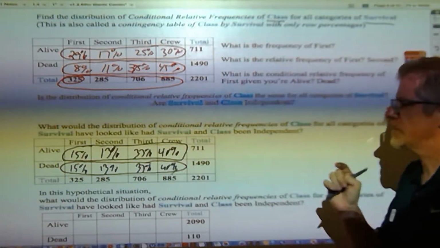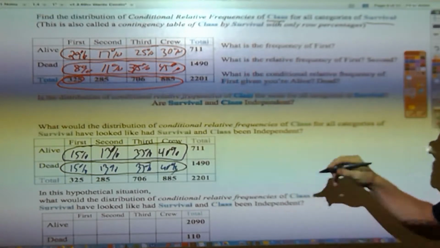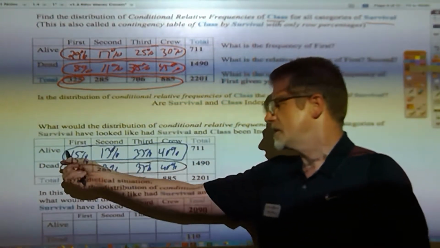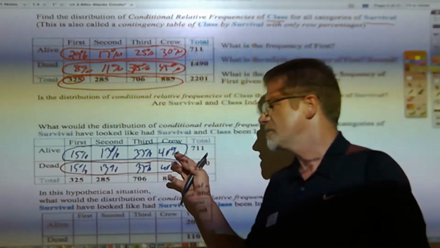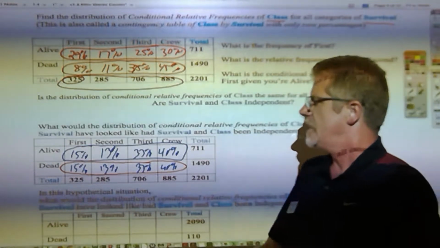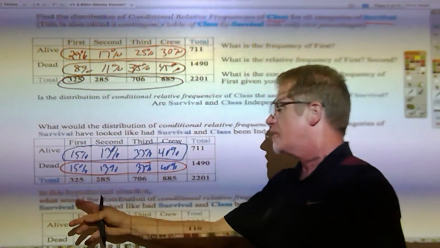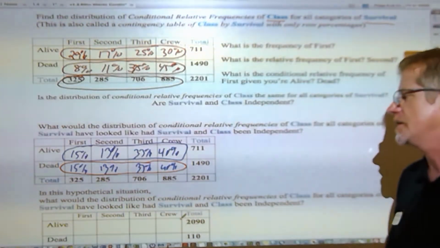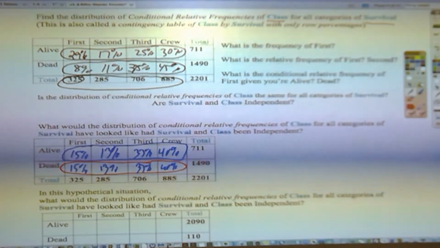Unfortunately, I didn't have the camera on when we looked at this previously. A very common incorrect answer is to think that all of these should be 25%, because 100% divided by 4 is 25%. But that's a mistake. It would only be all 25% if 25% of everybody had been first class, 25% of everybody had been second, third, crew, etc. So don't make that common mistake.